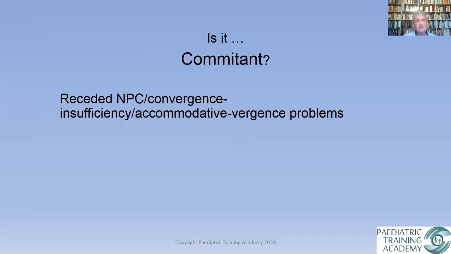Is it comitant? If it's comitant, they have diplopia when they read and they're fatigued, or it's near point of convergence related, or there's some kind of accommodative vergence, or there's a convergence insufficiency.